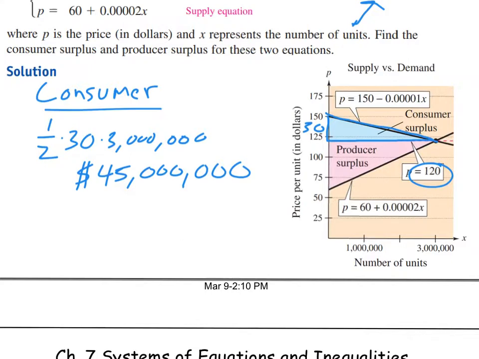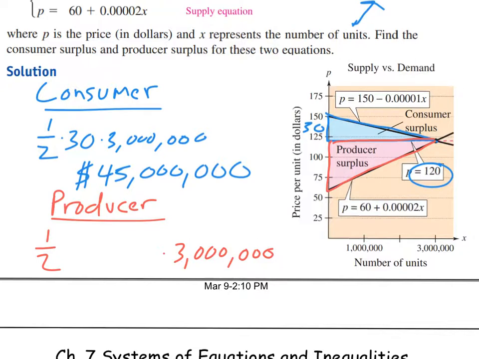Down at the bottom, we have what's called a producer surplus, which would tell you how much less money the manufacturer would have been willing to take below what was actually paid. We'll do the same thing, and we want the area of this. It's still a triangle, so we do 1/2. The base of it is still 3 million. Now the difference here is this goes from 60 all the way up to 120. That side of the triangle is 60 instead. Crunch those numbers, and we can see that the producer would have been willing to take $90 million less than what was actually paid.